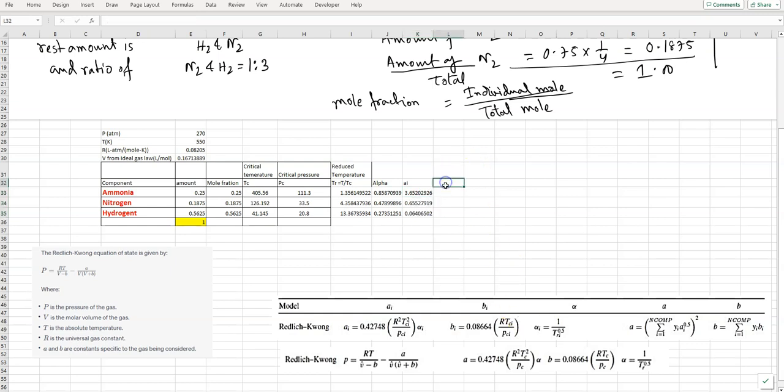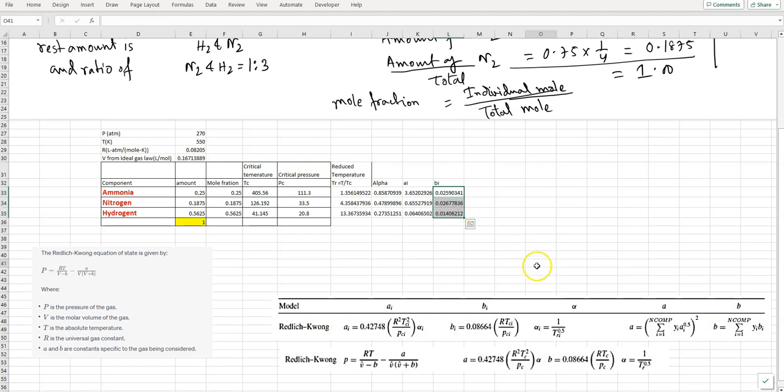Now we have to calculate BI. So BI will be equal to 0.08664 into R. That R value will not change when we drag that, so that's why I put the dollar sign, into TCI. TCI is here, by PCI. PCI is here. So if we do that, we'll get that.